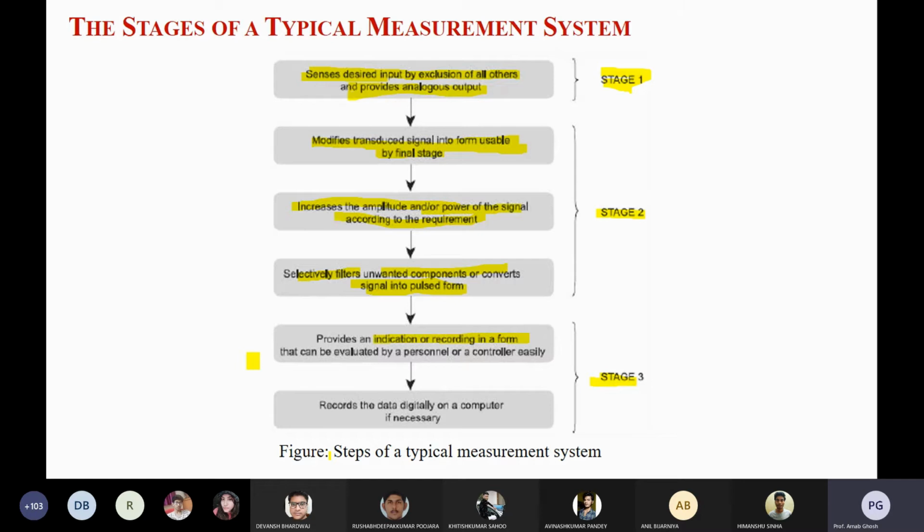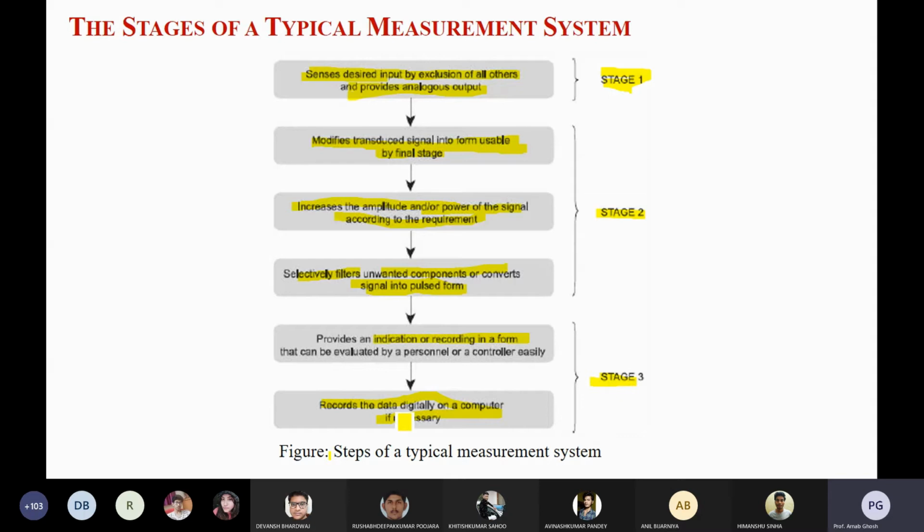Okay, the last one is recording the data digitally, or on a computer if necessary. It depends on the complexity and sophistication of the system. If you are designing a cost-efficient system, data storing is not required, as per your budget. Your budget is not so high, so you need not record all those things. You can connect only an indicating meter and note the values down manually using pen and paper. If you want to store for future records, then definitely recording and storage elements are required.